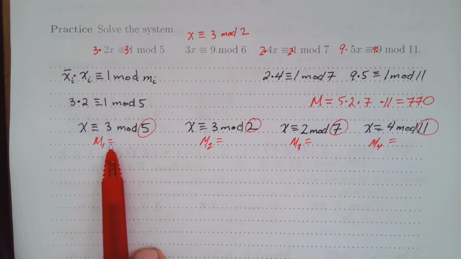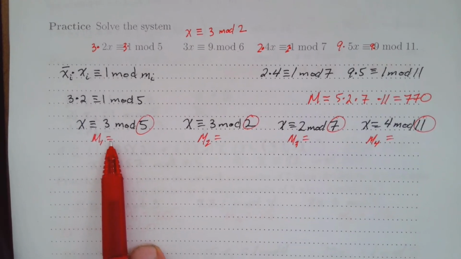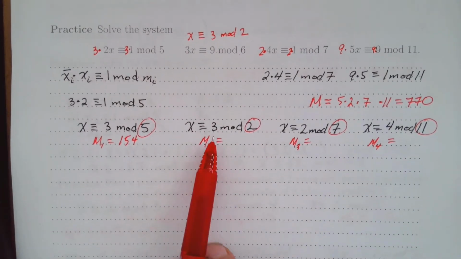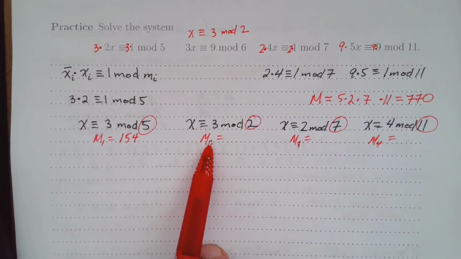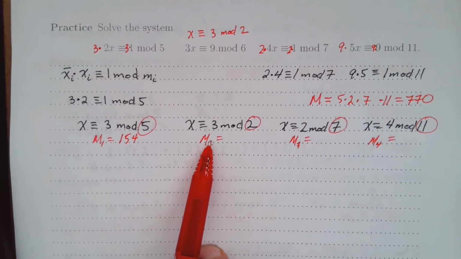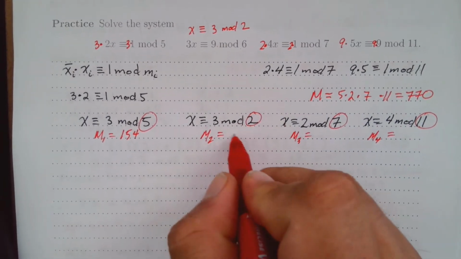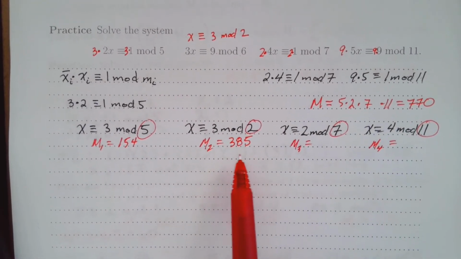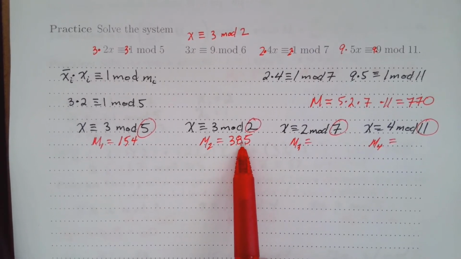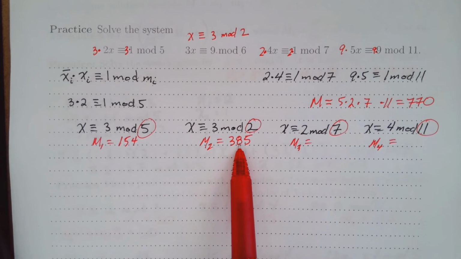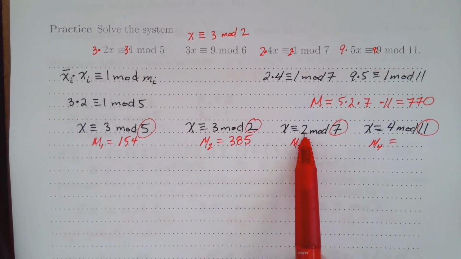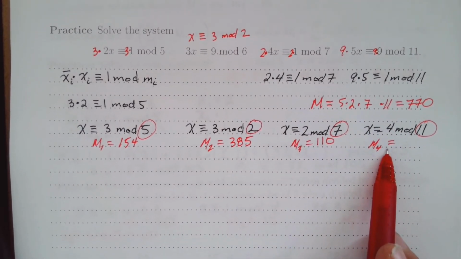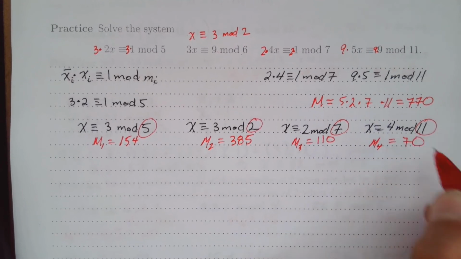Now my M1, M2, M3, and M4. For this one, it's just going to be 2 times 7 times 11. So that's 14 times 11. That's 154. This one is going to be 5 times 7 times 11. So that's 35 times 11, and 35 times 11 is 385. Over here, I have 5 times 2 times 11, so that's 110. And over here, I have 5 times 2 times 7, so that is 70.